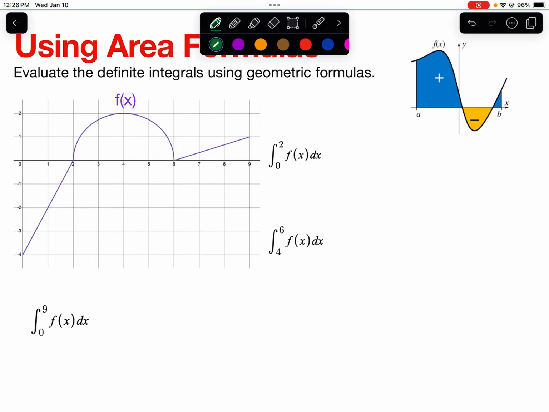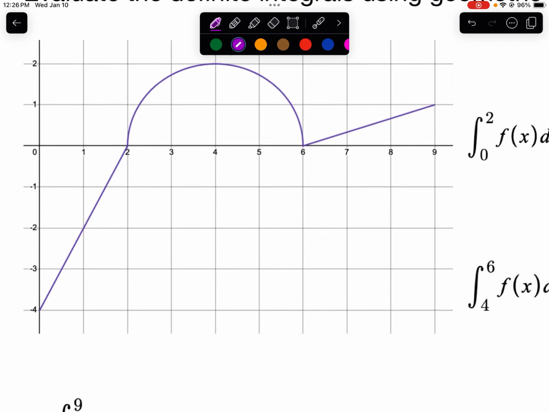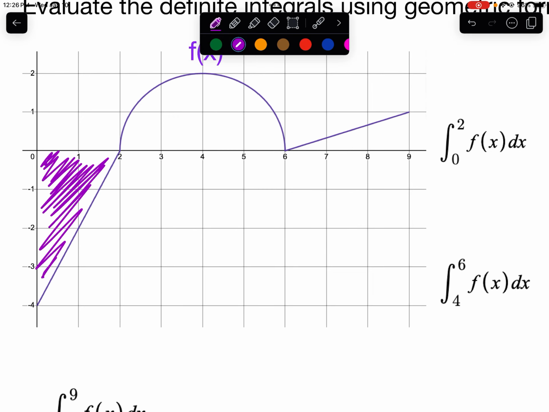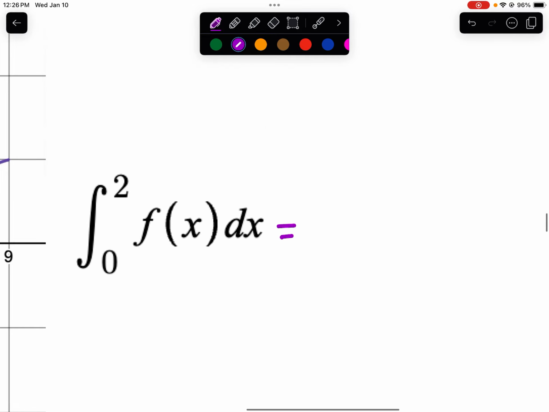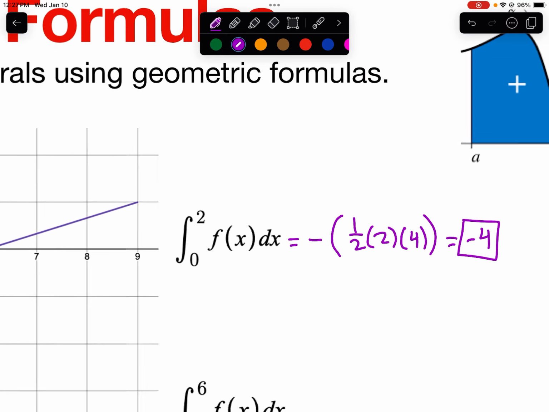But let's take a look at this definite integral from 0 to 2 of f of x dx. Well, from 0 to 2, that's this area that I just shaded in, and it is below the x-axis, so we'll treat that as a negative area. And that's a triangle with a base of 2 and a height of 4. So here we go. It's negative because it's below the x-axis. 1/2 base times height, 1/2 times 2 times 4. Again, treat it as negative because it's below the x-axis.